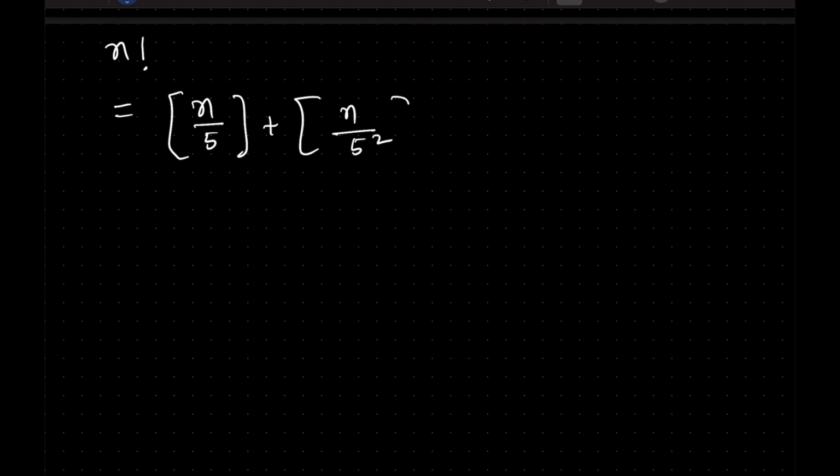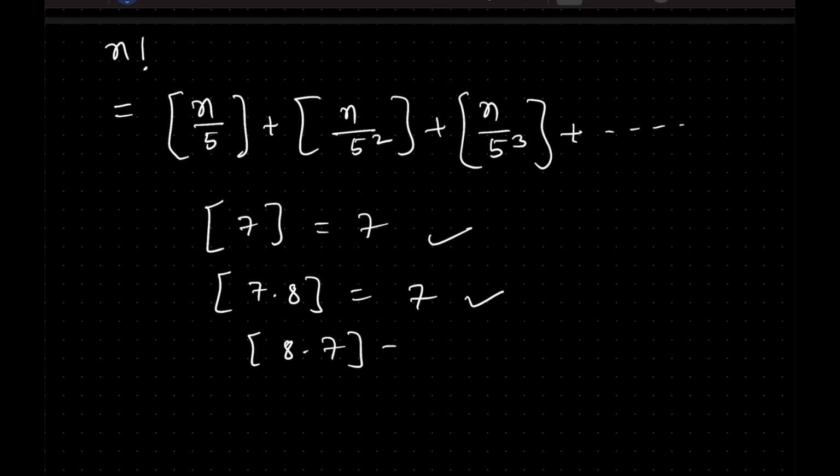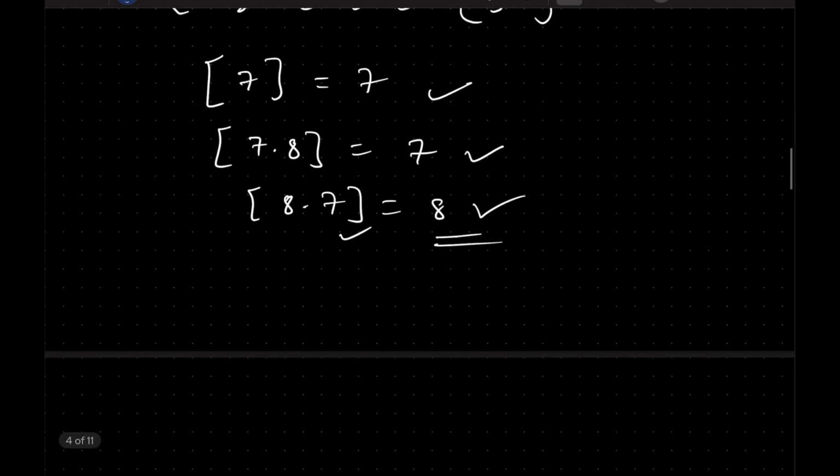So to find the multiples of 5, suppose n factorial, we have a formula: floor of n by 5, plus floor of n by 5 square, plus floor of n by 5 cube, and so on. So for the floor function, if there is an integer inside it, we will get the integer as it is, and if the number lies between two integers, we will get the lower integer. 7.8, again we will get 7, like the greatest integer function or floor function.